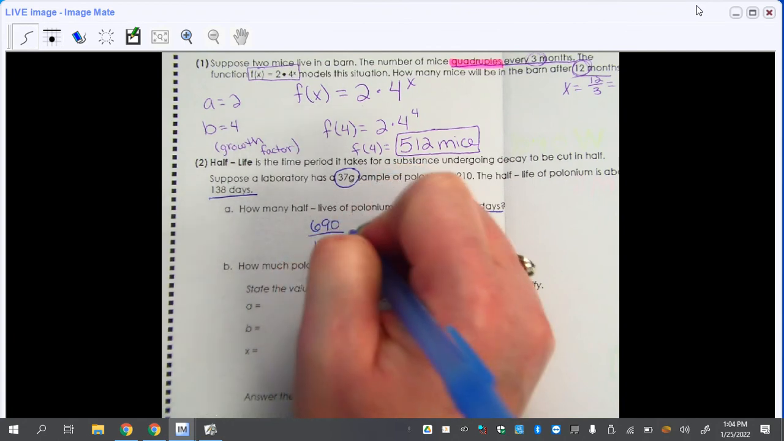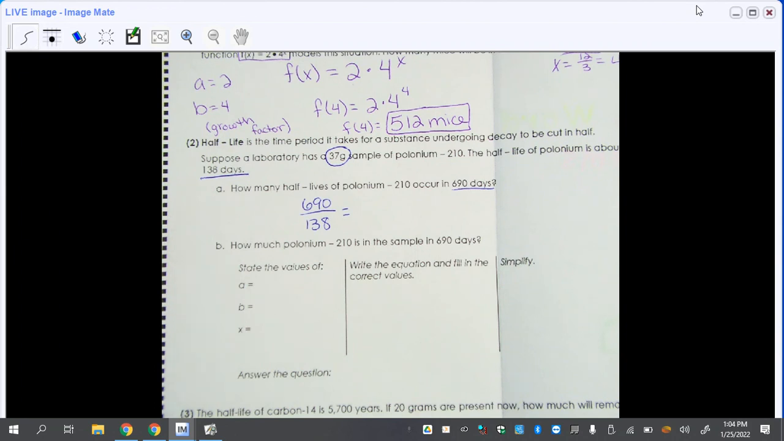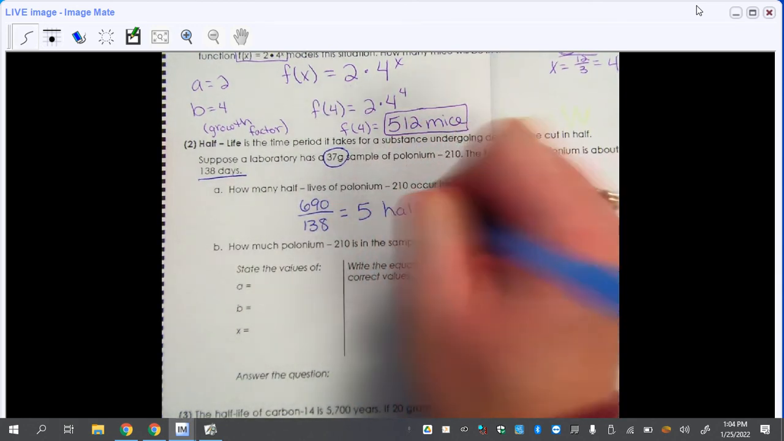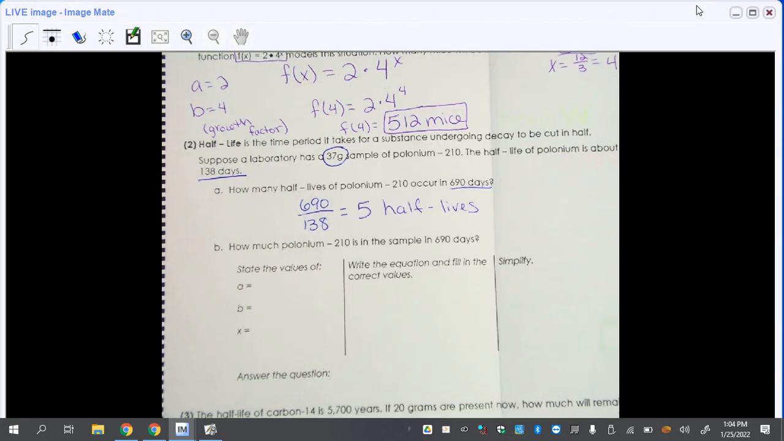So we will divide 690 days divided by the 138 days that it takes for a half-life to happen. How many of them are there going to be? Five half-lives. So that substance in 690 days, it will break down halfway 5 different times.